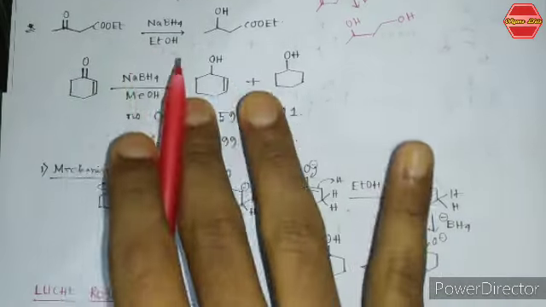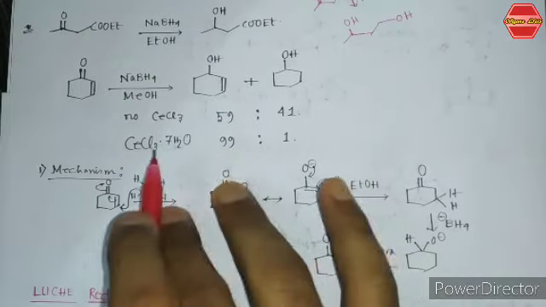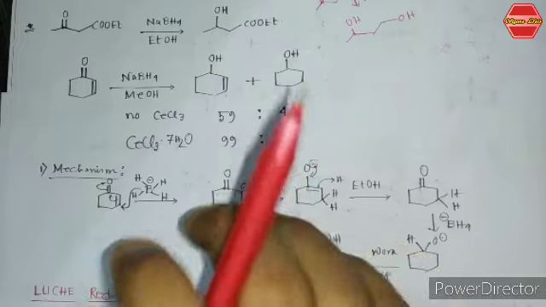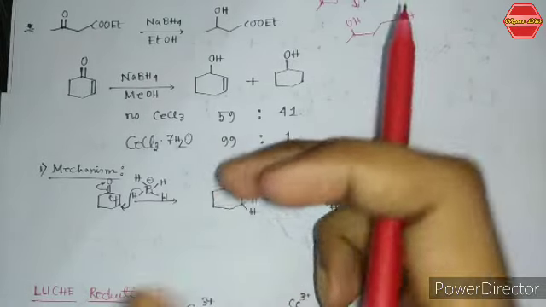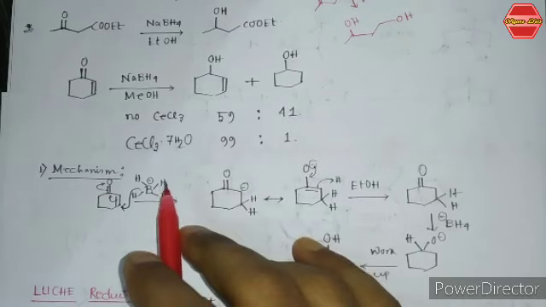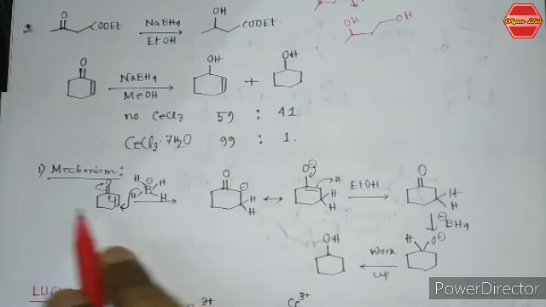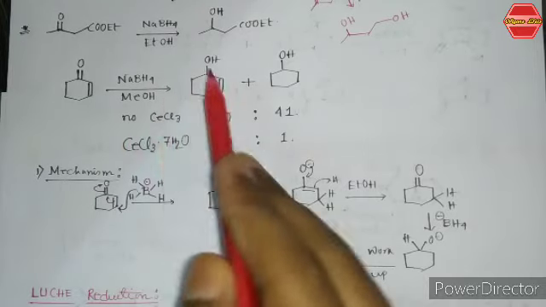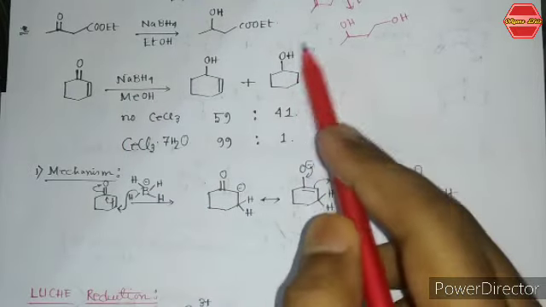Now this cerium trichloride in the presence of sodium borohydride and methanol is called Luche reduction. I will also discuss it later. Before starting Luche reduction, we have to know this mechanism, that is, how this conjugate reduction takes place and how this product is formed.